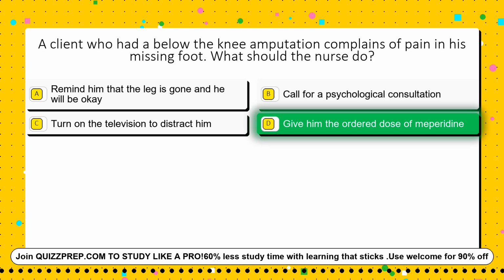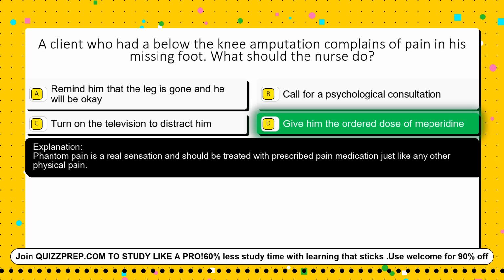The correct answer is option D. Give him the ordered dose of meperidine. Phantom pain is a real sensation and should be treated with prescribed pain medication just like any other physical pain.